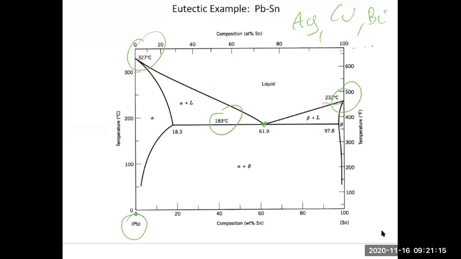So plumbing solder sits here, roughly, in composition. Why not in the eutectic?